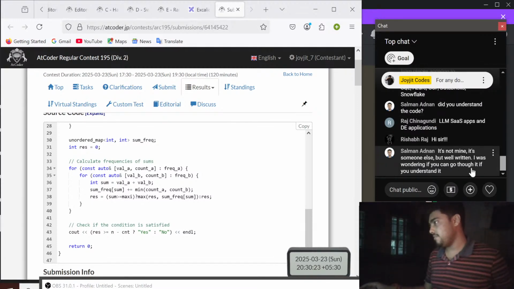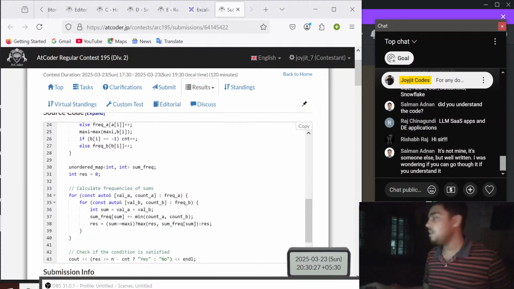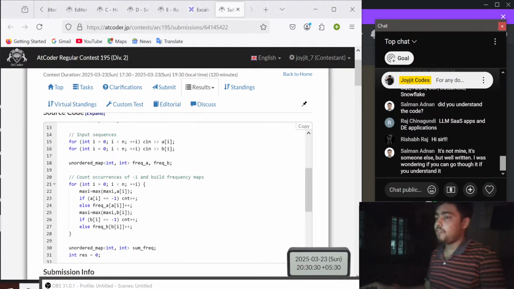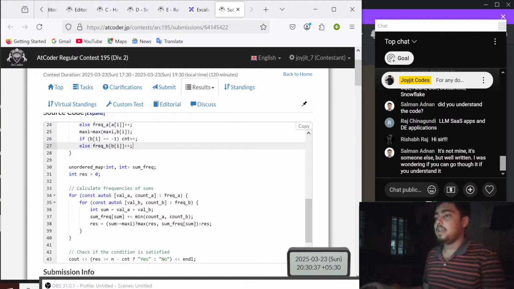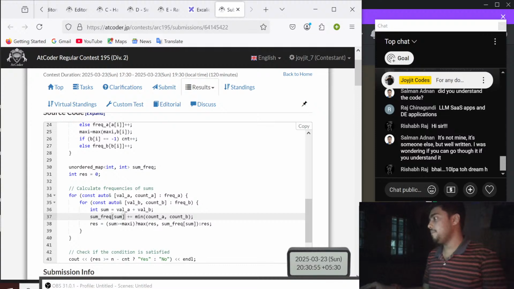It's someone else's but well written. I was wondering if you can go through it and understand it. Yeah, I understood. It's like he's counting the number of ones, counting the number of minus ones, and he's having the frequency of A and frequency of B separately placed. And then for every value and count of A and value and count of B, he's going to find the sum, and he's having a frequency of sum. Okay, so he's having the value for Z's. For all the specific Z's that he's going to have, he is putting whichever is minimum.